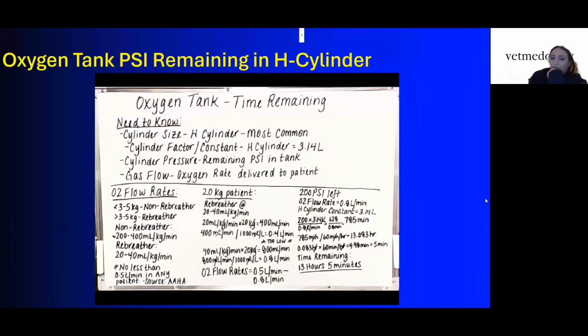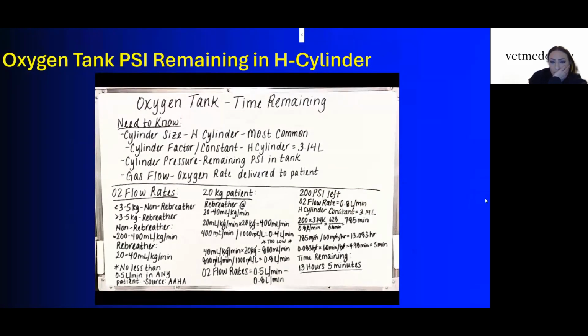Okay, so to calculate the time remaining in an oxygen tank that has 200 PSI left on the dial, you've got your O2 flow rate of 0.8 liters per minute for this patient under anesthesia, and your H cylinder constant is 3.14 liters. So we calculate 200 times 3.14 liters, and liters cancels out. We divide over 0.8 liters per minute, which gives us 628 over 0.8 minutes. And that gives us 785 minutes total.